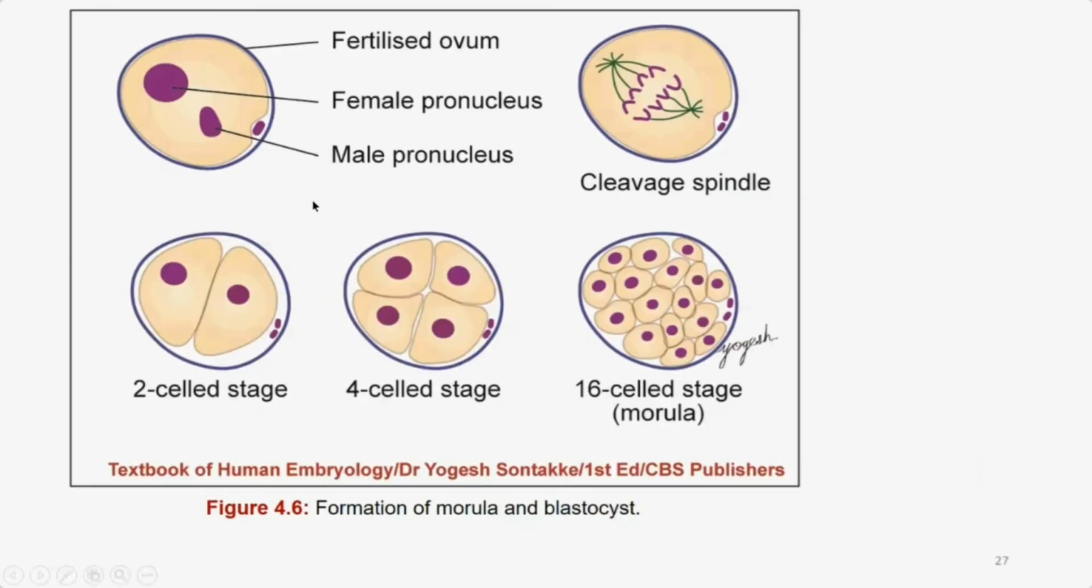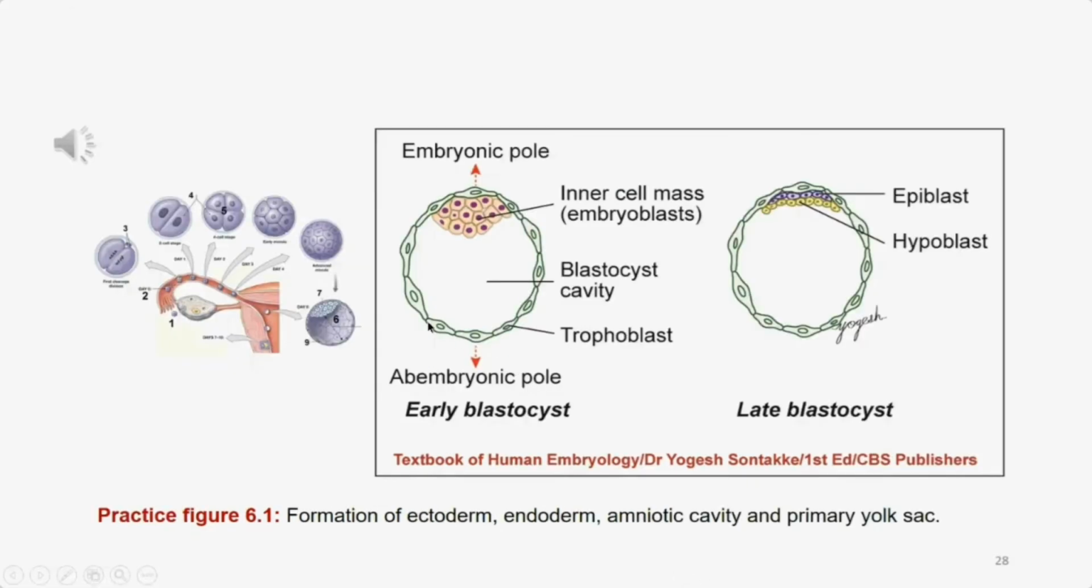So here there is a simple figure: fertilization, 2 cell stage, 4 cell stage and 16 cell stage. Okay, so here we can see the blastocystic cavity, the outer cell mass and inner cell mass. The outer cell mass of the blastocyst becomes flattened, and it is known as the trophoblast.